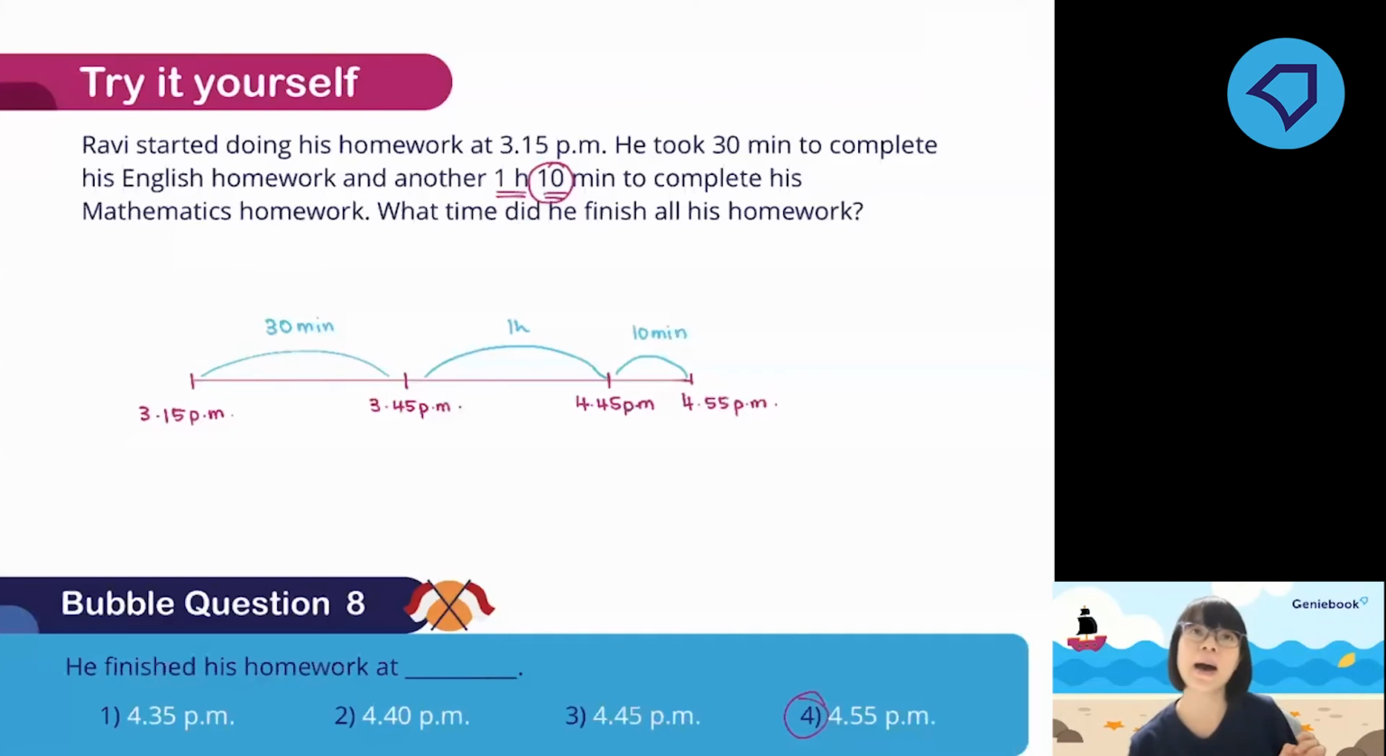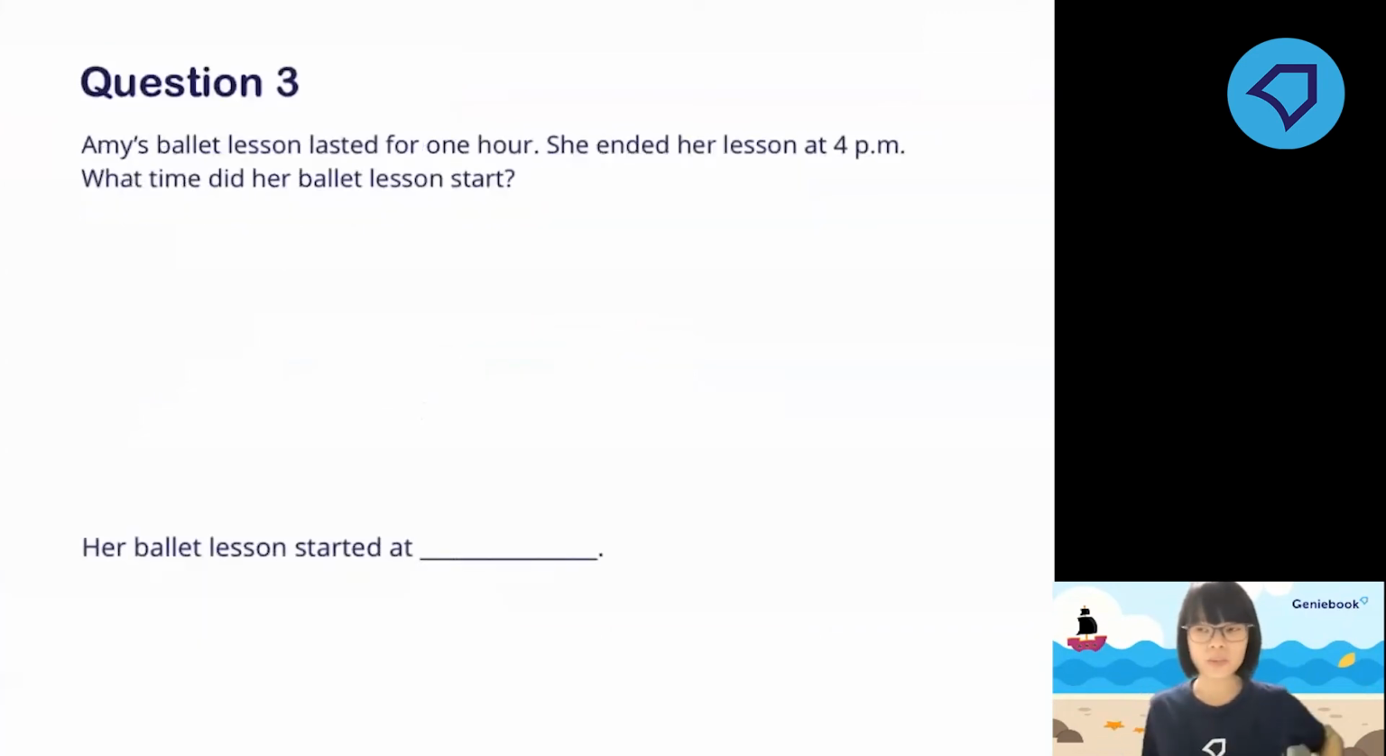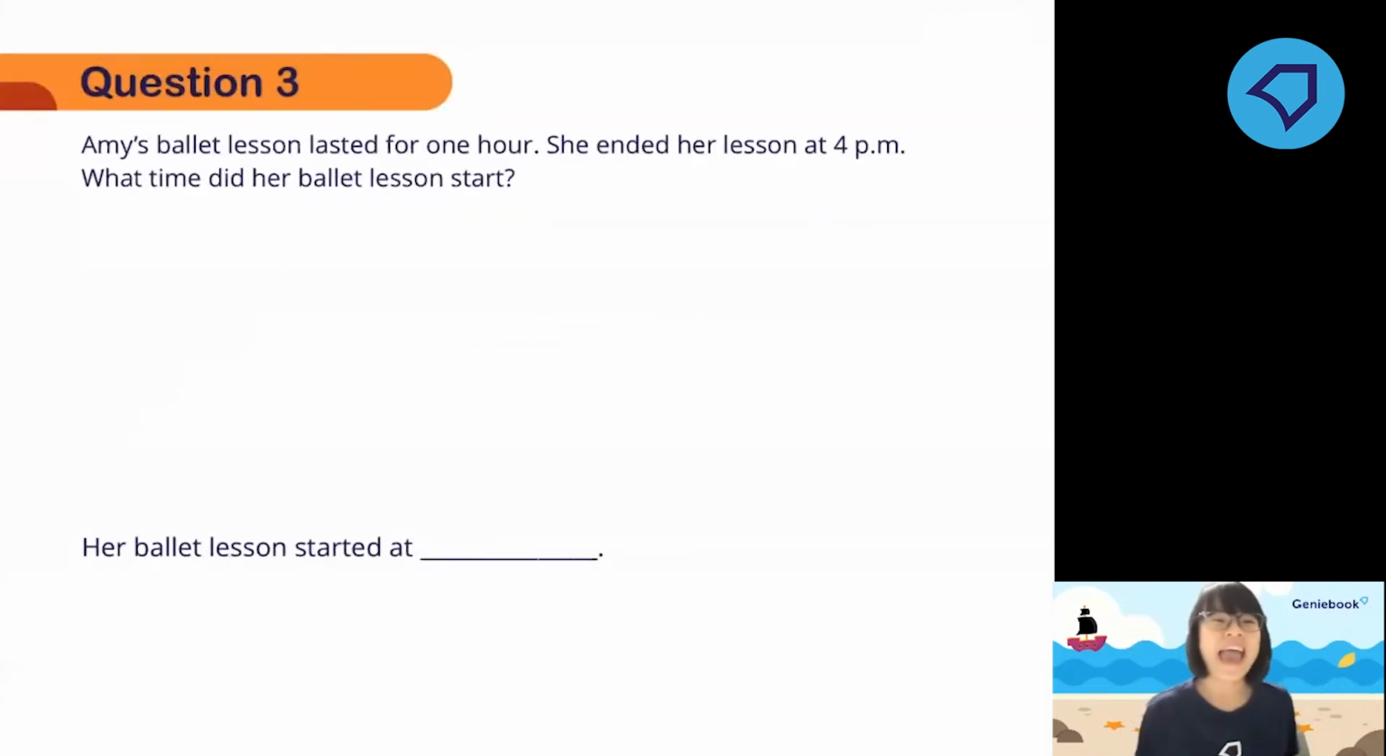All right, so now let's take a look at the last type of word problem. So far we have covered word problem finding the duration, and for this one we have word problem finding the end time. Now the last type that we are going to go through is word problem finding the start time. So we have to work backwards. Let's take a look at question number 3. We are reaching our challenge question soon. Amy's ballet lesson lasted for 1 hour. She ended her lesson at 4 p.m. What time did her ballet lesson start?